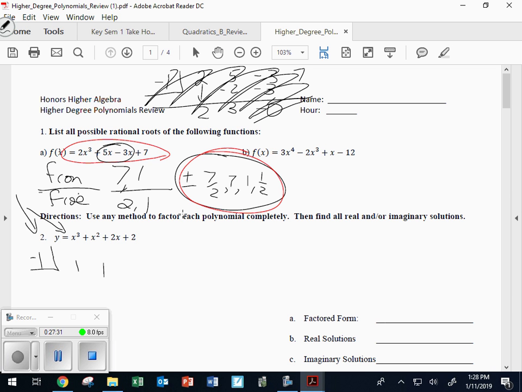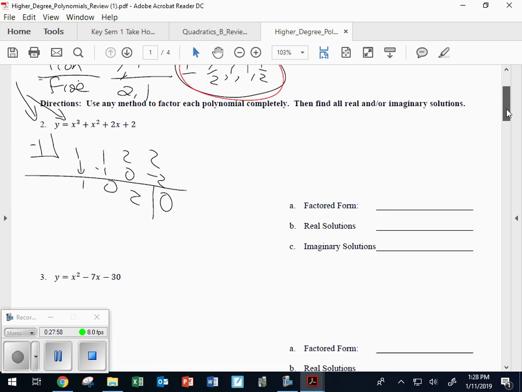1, 1, 2, 2. Draw the line. Drop it like it's hot. Multiply. Add. Multiply. Add. Multiply. And if it came out to 0, it's pretty unlikely that that's an accident. That's probably right. So therefore, I factored it. And let's see whether it's factored all the way or not, because that becomes the other issue on this.